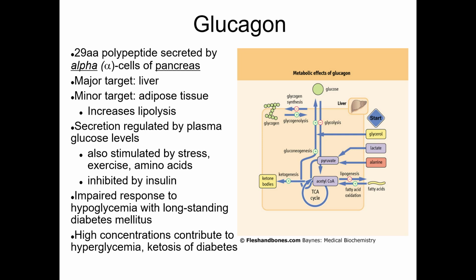Glucagon is a 29 amino acid polypeptide that's secreted by the alpha cells of the pancreas. The major target is the liver, and a minor target is adipose tissue. It increases lipolysis. Lipo is referring to lipids. Lysis means to break apart. Secretion is regulated by plasma glucose levels, and it's also stimulated by stress, exercise, and amino acids. It is inhibited by insulin. There's an impaired response to hypoglycemia with long-standing diabetes mellitus. High concentrations contribute to hyperglycemia and ketosis of diabetes.